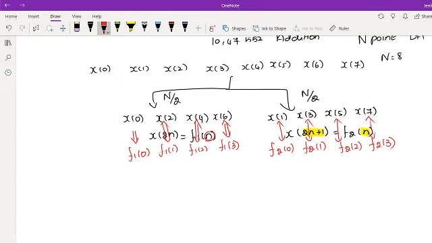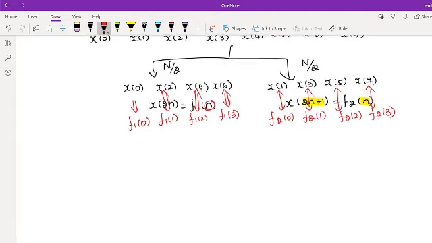So we just divided the N-point DFT into two N by 2 point DFTs. Now again I am going to divide the sequence into N by 4 point DFTs. Now it is 4 for N equal to 8. So again we are going to divide into N by 4 point, that is 2 points.